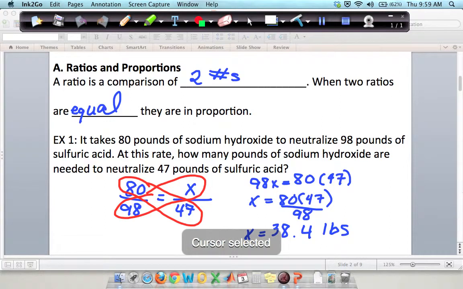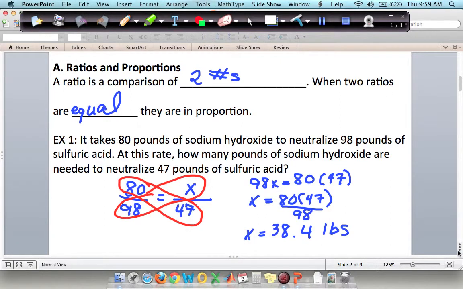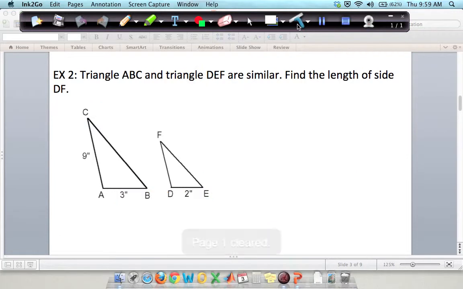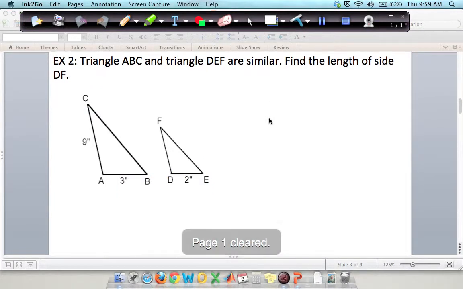Okay, let's look at another example. In this case, we're going to have a triangle, and we are told that triangle ABC and DEF are similar. That means their sides are in proportion to each other, and we want to find the length of side DF. So I'm going to put an x here. This is the side I want to find. And again, there's many different ways I could set up this proportion.